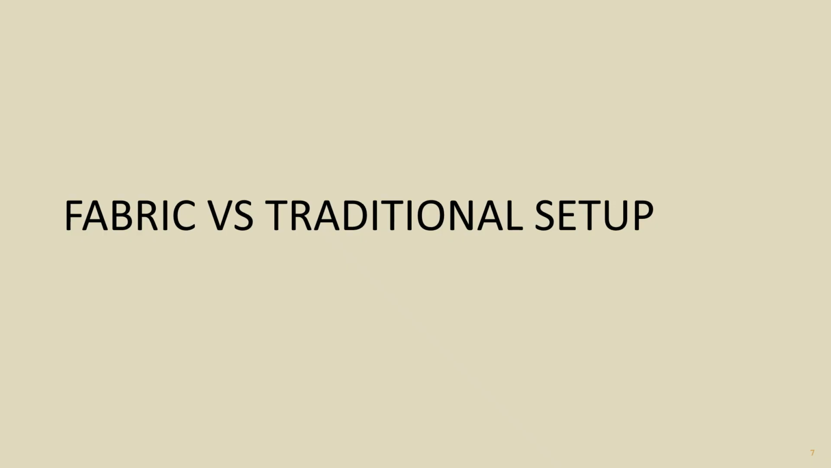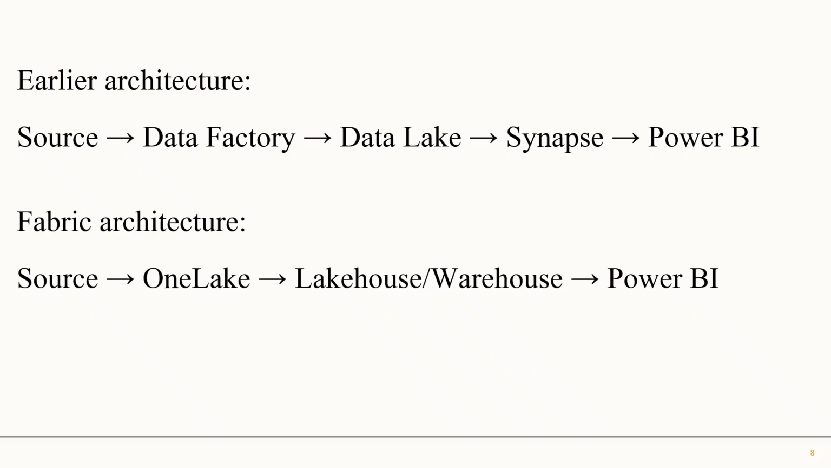So the last one to discuss for today is Fabric versus traditional setup. So earlier, the architecture is, from source, we get data ingestion through the Data Factory, load it into the data lake, from there to the Synapse, and then connected to the Power BI. Whereas the Fabric architecture is, the source data goes to the OneLake for ingestion and then to the Lakehouse or warehouse where the semantic models are built and Power BI reports are built on top of it. So it's very simple. Okay.